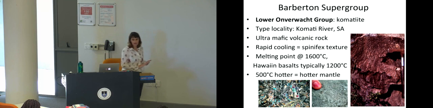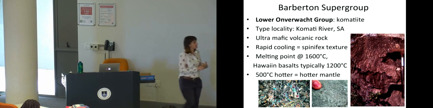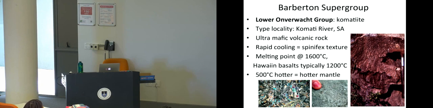Alright, so here we're looking at the Onverwacht group. So this is where we find these rocks called komatiites. The type locality is the Komati River in South Africa. So where the guy in the video is in the US and talking about rocks in Wyoming, komatiites are named after the Komati River, so it's something which we can be quite proud of in South Africa, that the type locality is here. And this is what komatiites look like.